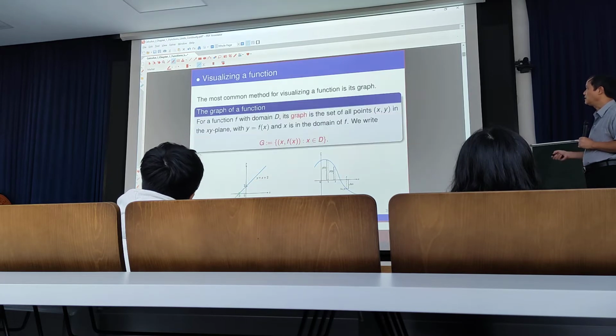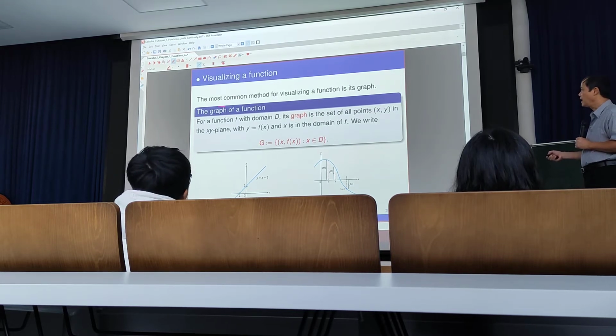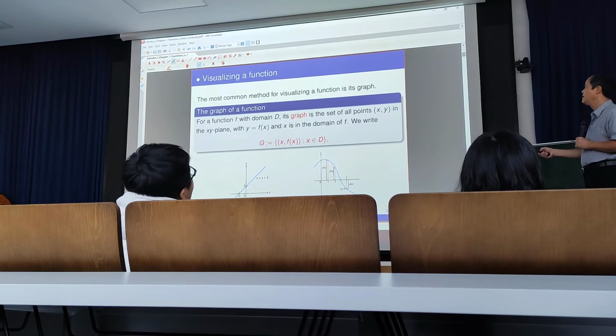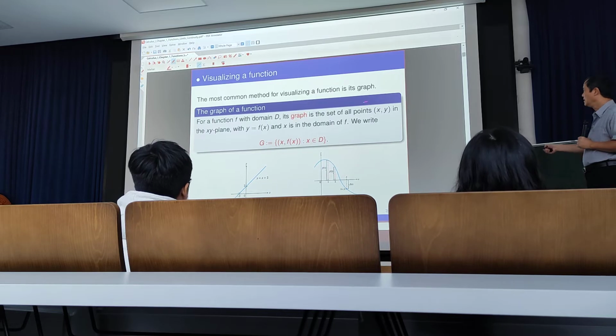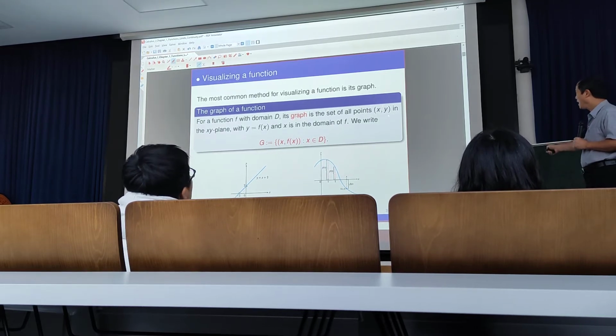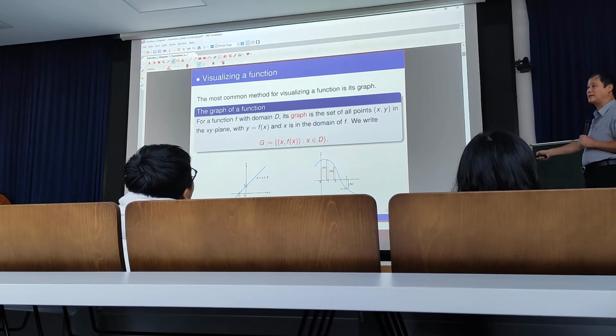especially very interesting to understand what is the graph of a function. Pay attention. If you have a function f defined on a domain D, then the graph of f is a set in the xy plane, which consists of all points (x, y) where y is equal to f(x).